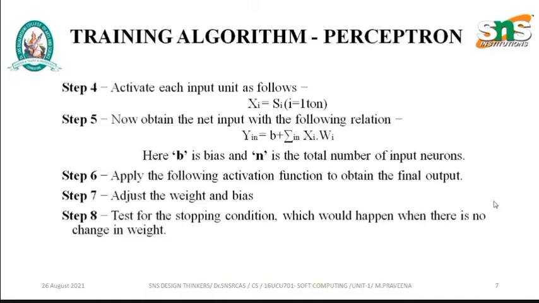Next, we have to apply the following activation function to obtain the final result. Depending on each problem, the activation function may vary. Here we use Heaviside. Next, adjust the weight and bias. After applying the activation function, we will receive the output. If the output is the one we need, which is the expected output, then there is no need for repetition.